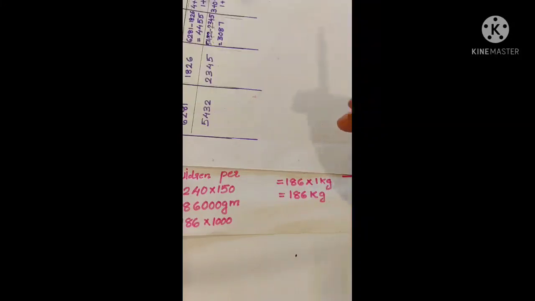Or we can write it as, we know that 1 kilogram is equal to 1000 gram. For converting gram into kilogram, we have to divide the number by 1000. So 1,86,000 divided by 1000 is equal to 186 kilogram. That means how many thousand in 1,86,000? How many thousand? Yes, 186. That means the answer is 186 kilogram.